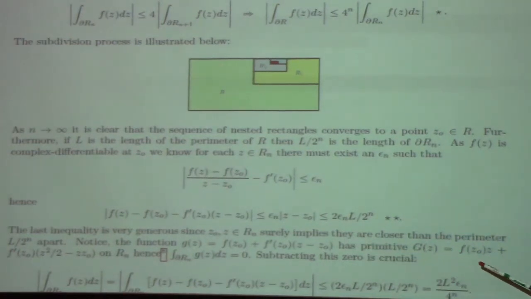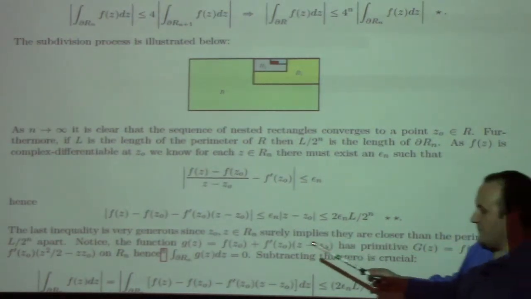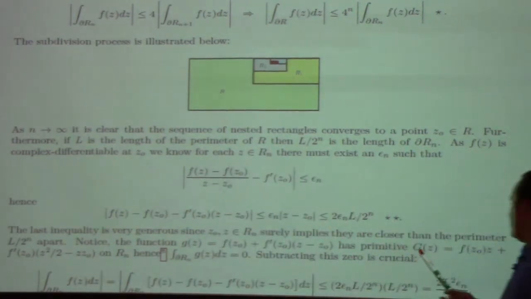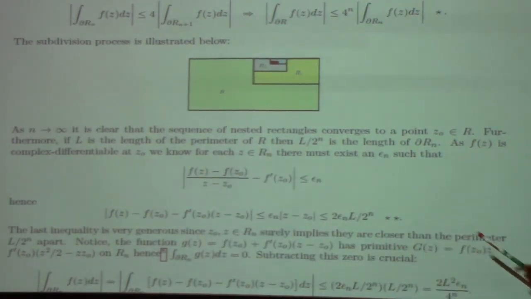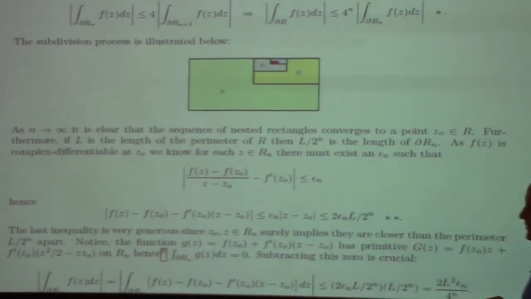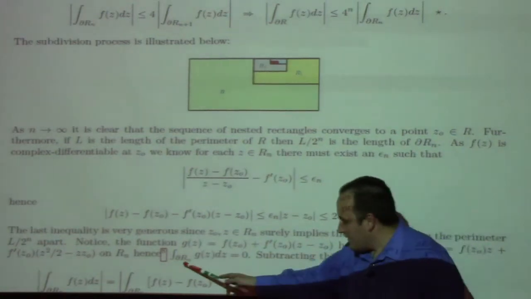And in fact, you can easily see that the primitive, the antiderivative of that, is just f of z naught times z plus f prime of z naught times z minus z naught squared over 2. If you differentiate this big G, of course you get back to the little g, right? And the derivative is continuous. So without any kind of circular logic here, we can apply Cauchy's theorem or Morera's theorem, I don't know. Anyway, certainly the integral around the boundary of the rectangle of g of z is 0.